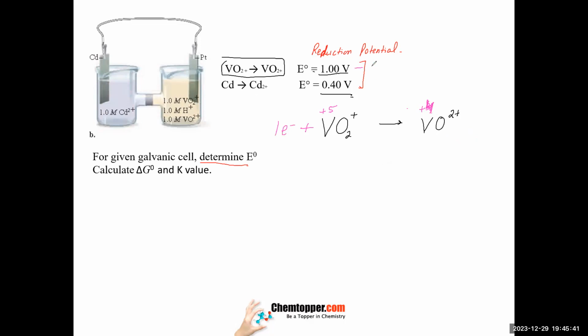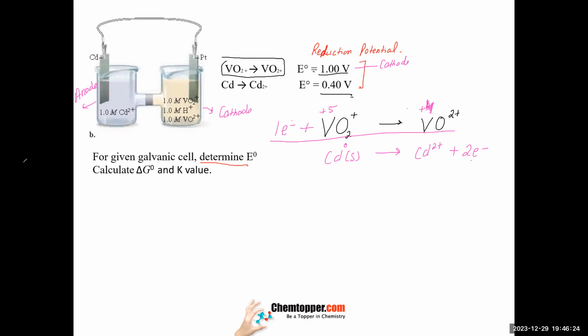Then if this is reduction, this is going to be the cathode. This compartment is the cathode because VO2+ is here. So definitely the other compartment is the anode, right? So the other reaction is oxidation. Cadmium solid is getting oxidized to cadmium 2+. So this oxidation number is 0, and this is plus 2. So how many electrons? 2 electrons. This one is gaining 1. This one is losing 2.